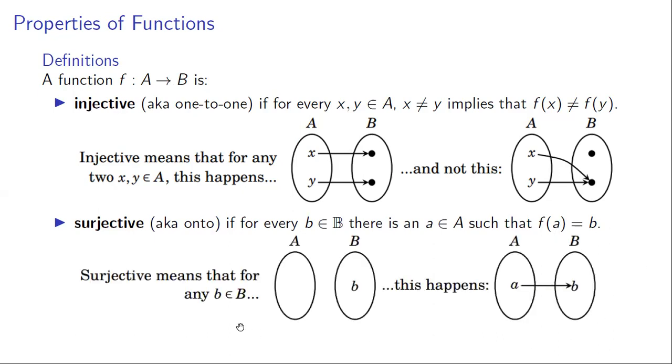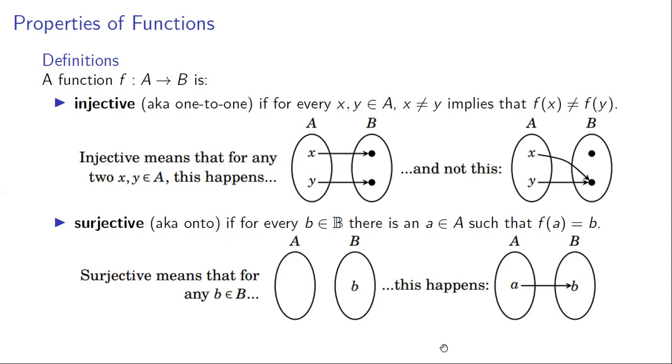Here is the intuition. Surjective means that for every b in the set B, for every little b, again, the book uses the word any, not so clear. I would have used the word every. For every little b in set B, this happens, meaning there is an arrow that leads to b. You cannot have b just by itself without any arrows leading to it. This is in order for the function to be surjective. Of course, if you have a situation like this where b is by itself, it could still be a function, but it won't be a surjective function.